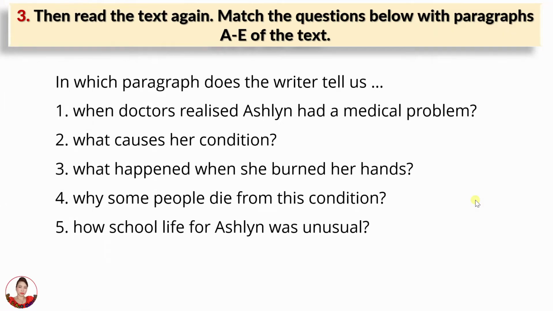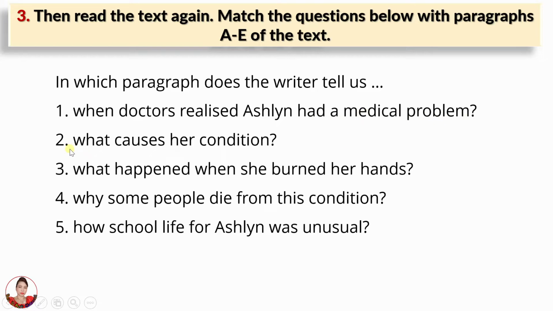Number 3. Then read the text again. Match the questions below with paragraphs from A to E of the text. In which paragraph does the writer tell us? Number 1. When doctors realized Ashlyn had a medical problem.